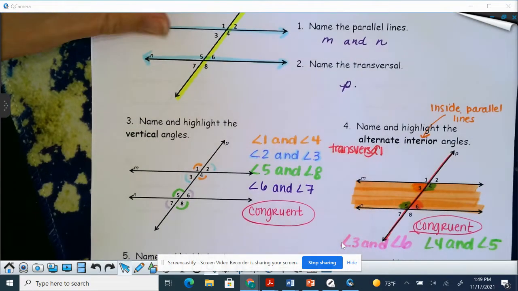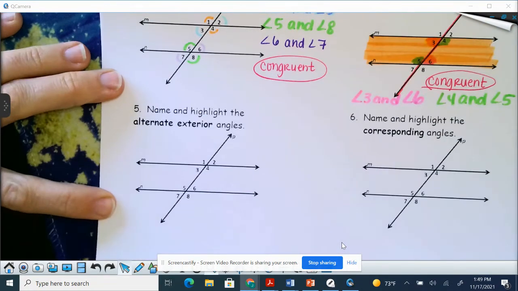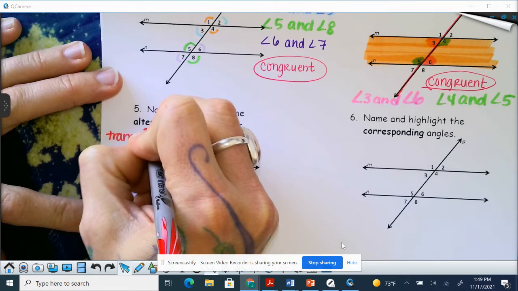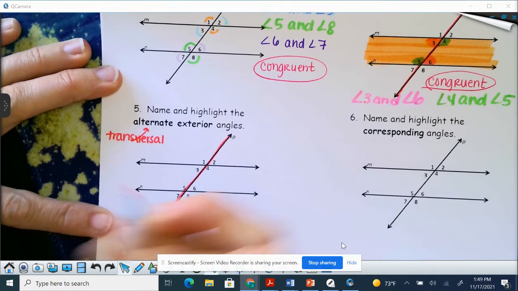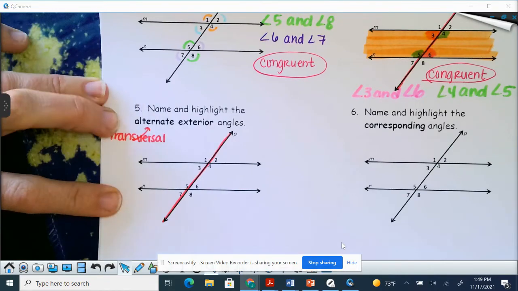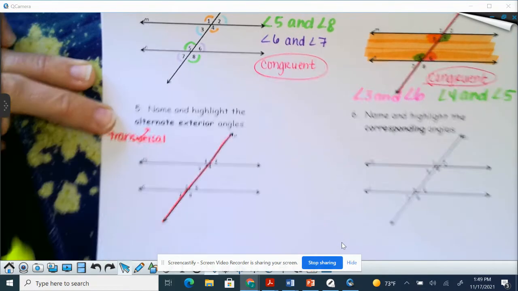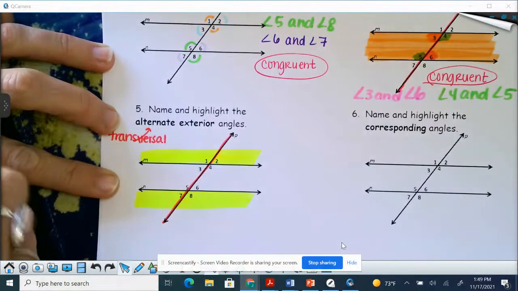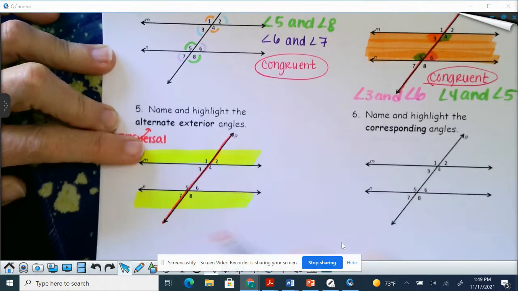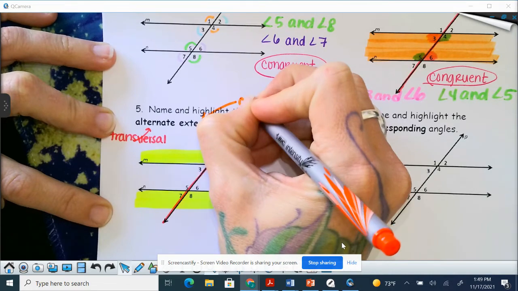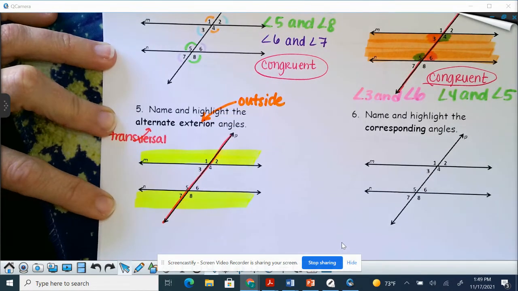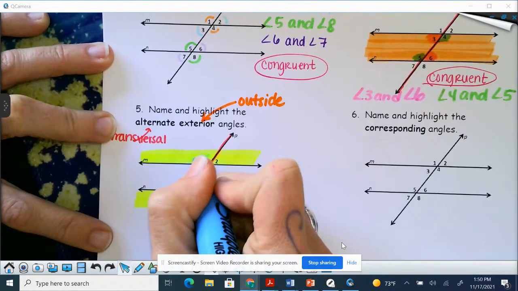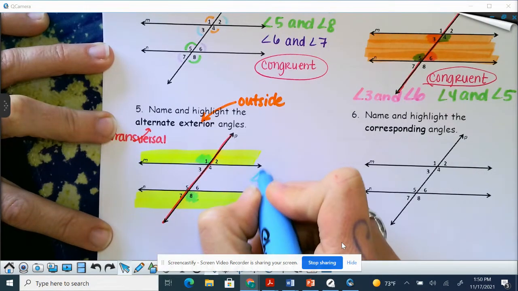All right, moving right along to number 5. So alternate still meeting along the transversal, so on either side of this line. Exterior means it's going to be on the outside of the parallel lines. So out here, this is your exterior area. So exterior is outside of the parallel lines. So that means I have 1, 2, 7, and 8 to choose from. So I have 1, and then it's going to alternate, which means it's going to be angle 8. So angle 1 and angle 8.